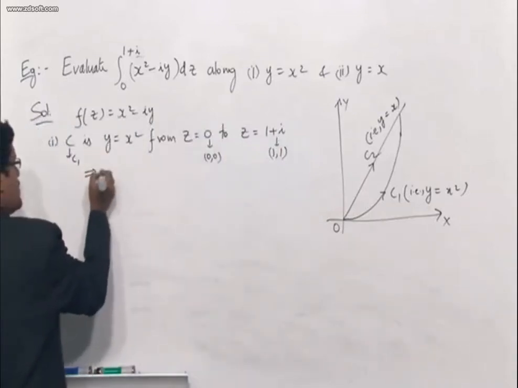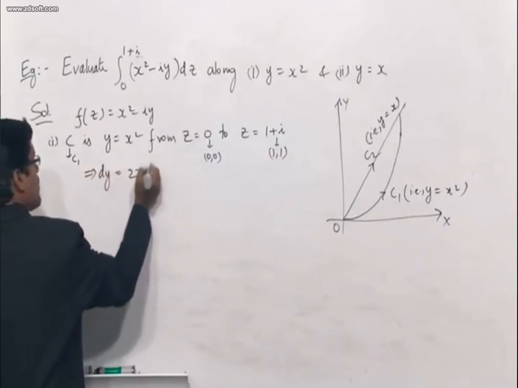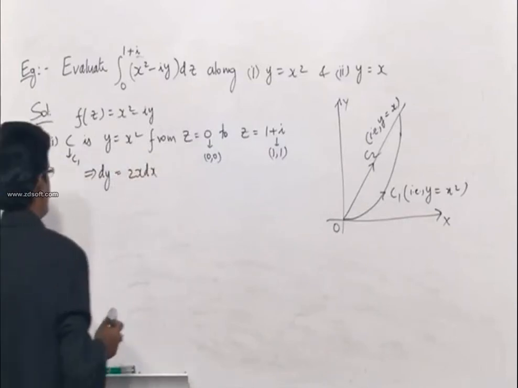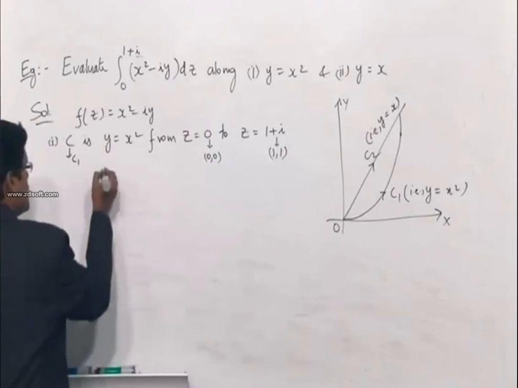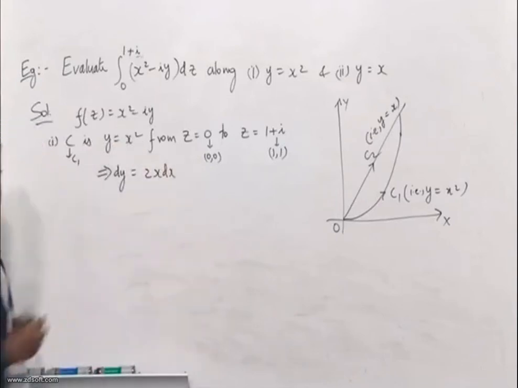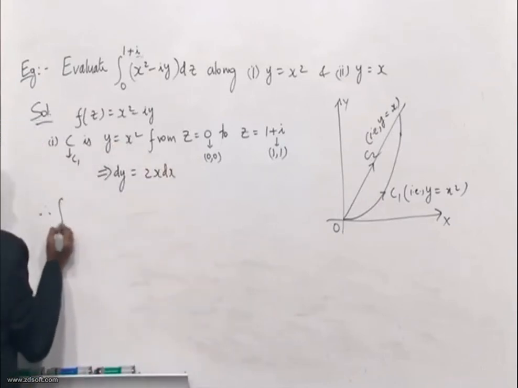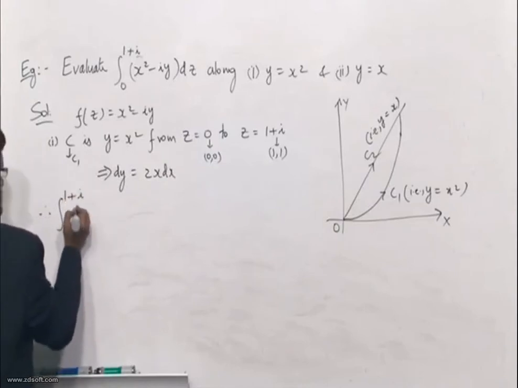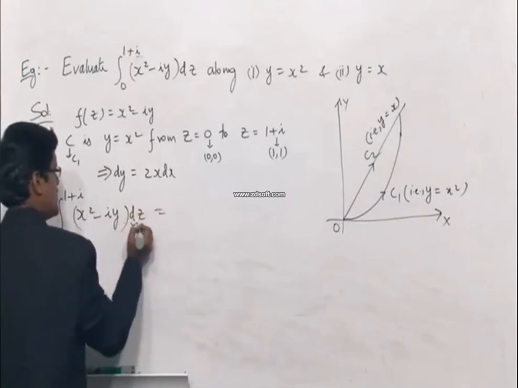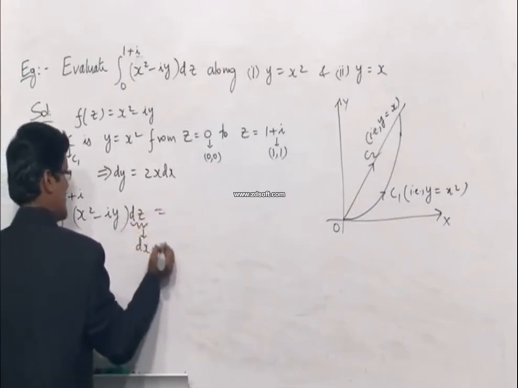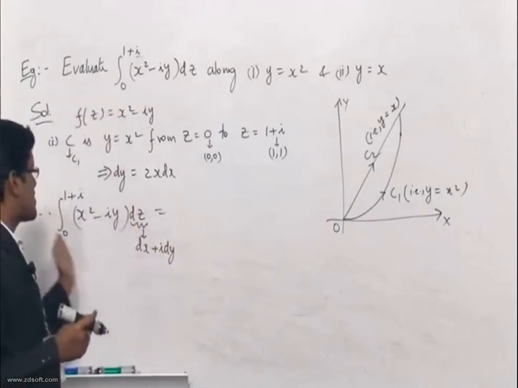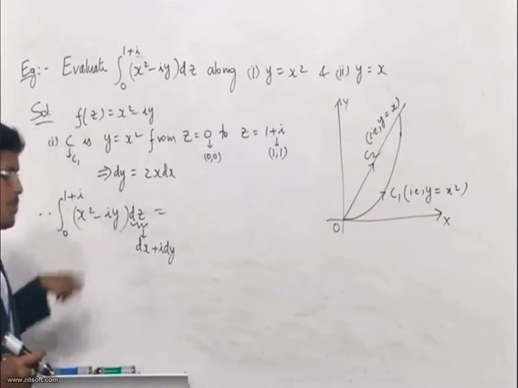So I told you yesterday, convert into one variable, if possible. The line integral problem in vector calculus I have given, same treatment here also. Dy is equal to how much? 2x dx. Implies dy is equal to 2x dx. Just differentiate on both sides. So therefore, integral over 0 to 1 plus i, x square minus iy, dz is equal to, what is this dz? dx plus i dy. First express in terms of x and y, and depending on the curve, if possible, express in terms of one variable. Yesterday I showed you problems.